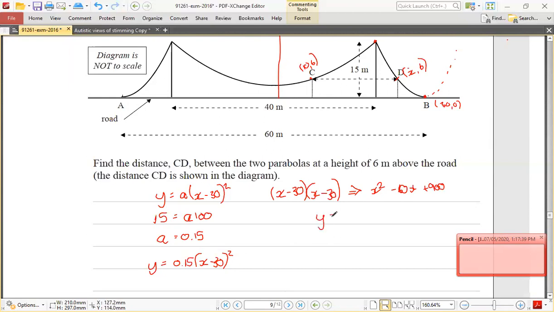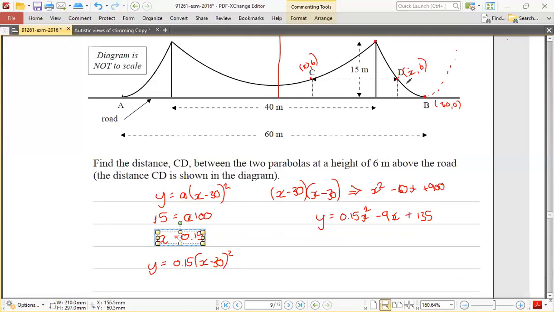So we've got y equals 0.15 x squared. What's minus 60 times 0.15? Will give us negative 9x plus 0.15 times 900 gives us 135. Right. Now, so that is the formula for the second quadratic. Right, we've got to solve for that.